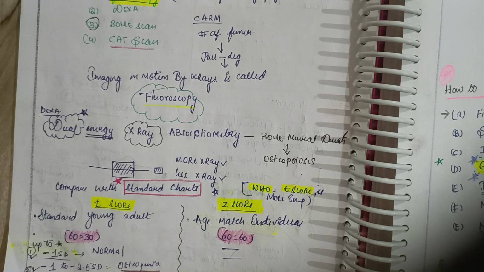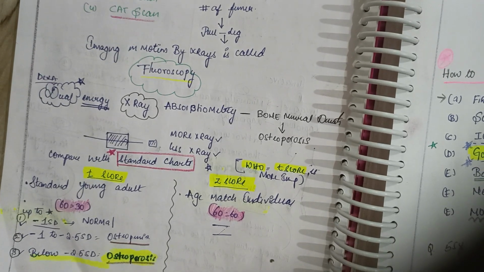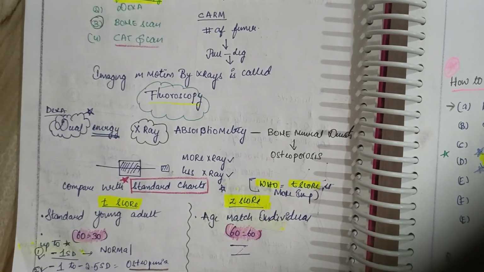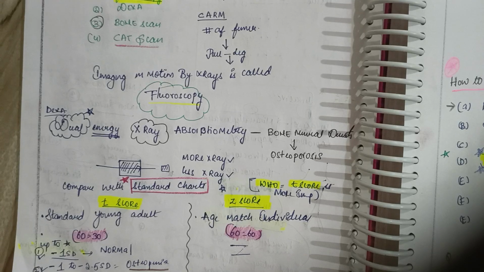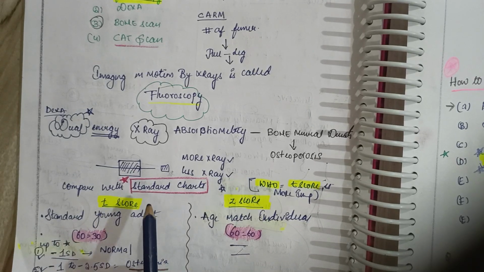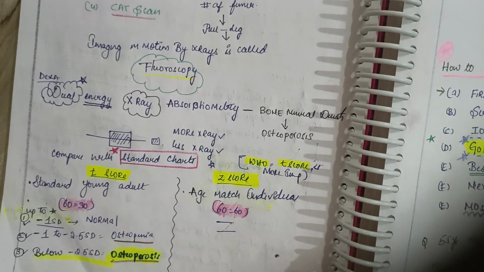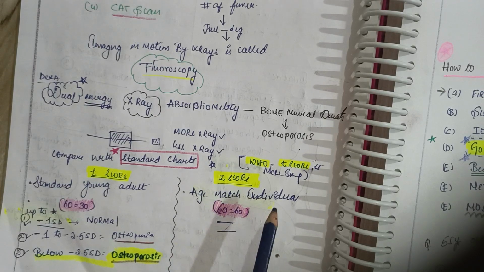Remember, we're going to compare with the standard charts, and you get two types of scores here: one is the T score, the next is the Z score. In the T score, remember that you have standard young adults, and the Z score tells about the age.